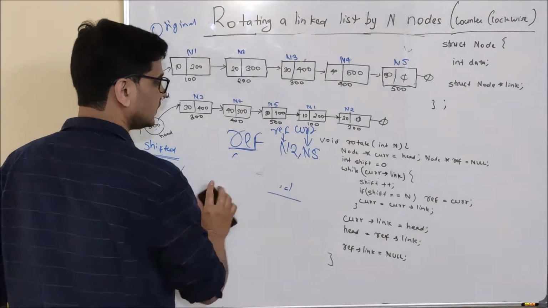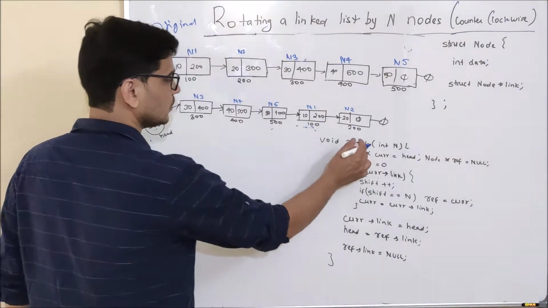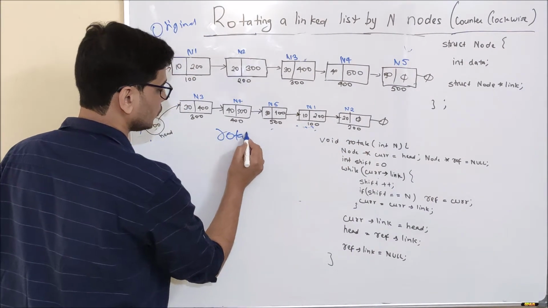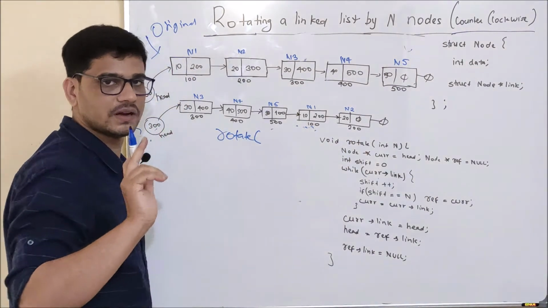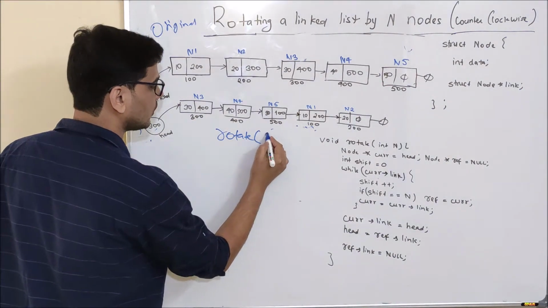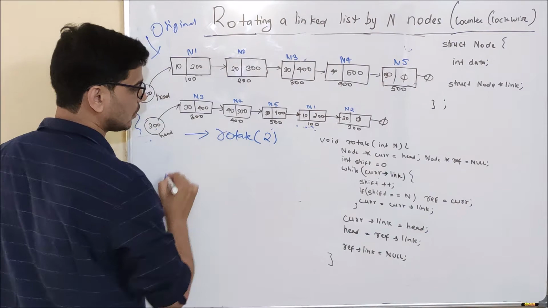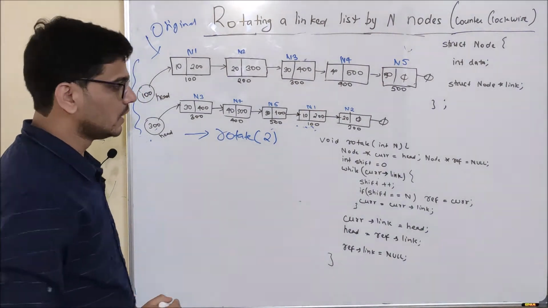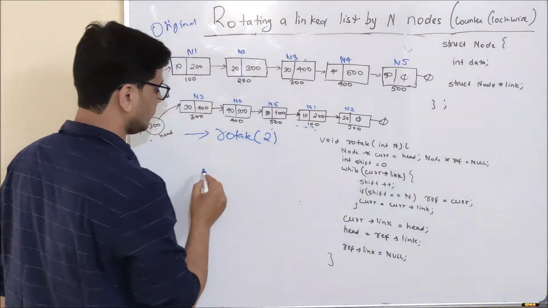Now let's understand it through code. See, this is my function rotate. Rotate will take one parameter, and that is of integer type. Basically it says how many shifts I want to give. Suppose I give a call to rotate 2, then what will it do? It will create two pointers, current and reference.